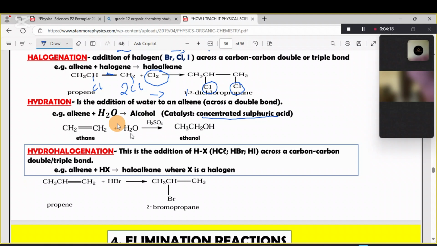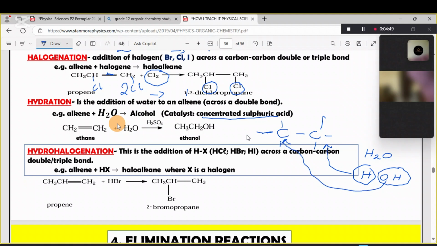Since you're adding water, remember, we now break this bond, right? So we now have C-C, and then I had an H and H and an H and H here, right? Because I had H2O, this H2O separates into an H and an OH. Now this H comes and joins here. I now have the H. This OH moves together, comes and joins here. I now have my OH. So now it makes an alcohol.